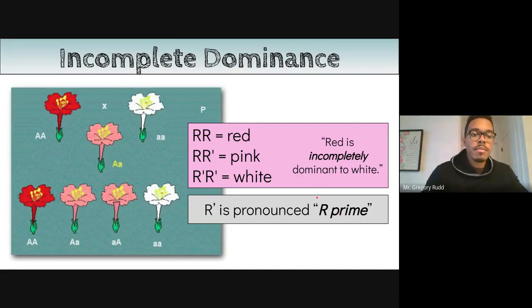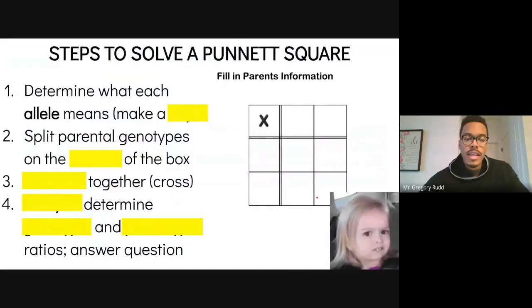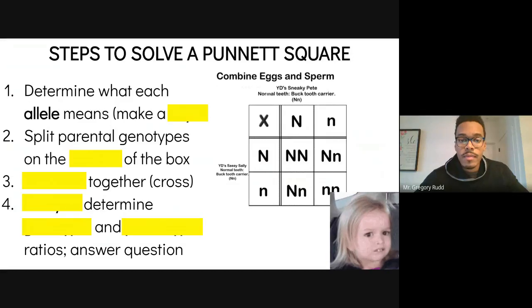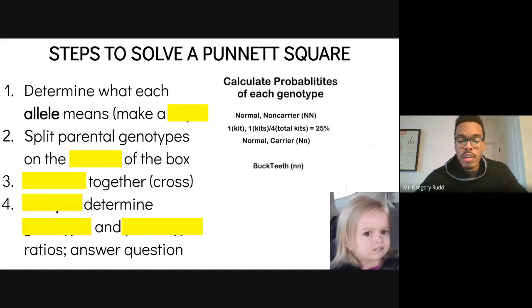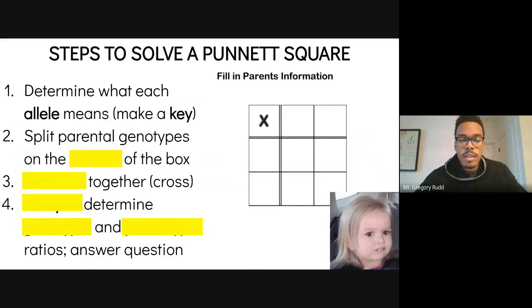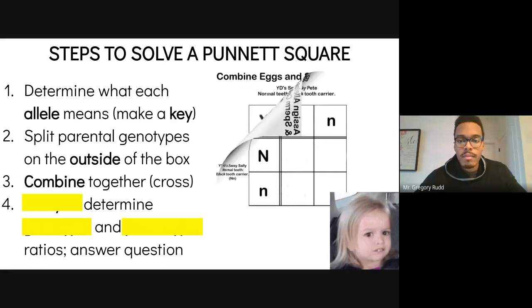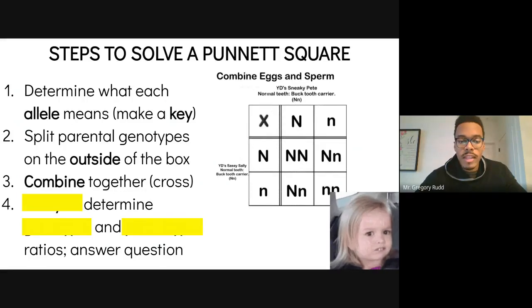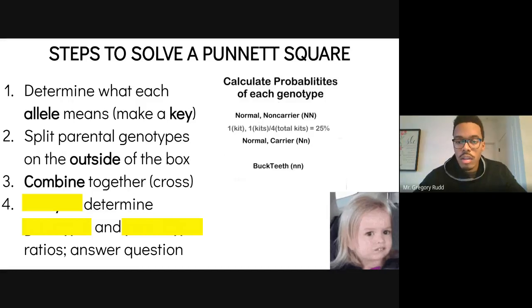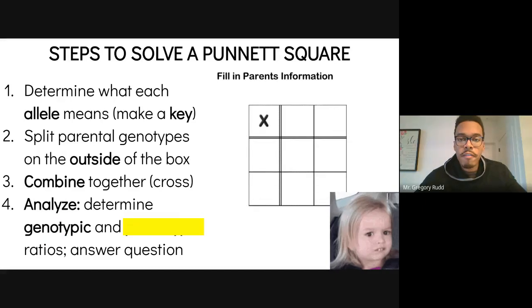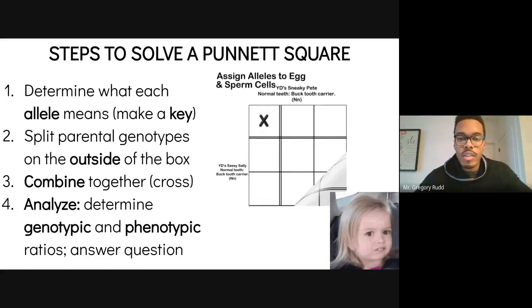Okay, so let's do a practice problem. We're following the same steps. It's the same thing that we've been doing for the last couple of days. The only difference is in that heterozygous genotype. So we're first going to determine what each allele means, and we're going to make a key. We will split the parental genotypes on the outside of the box. We'll combine those genotypes together, and that's called doing a cross or crossing the two individuals. We analyze by determining the genotypic and phenotypic ratios. And then we answer the question, always.